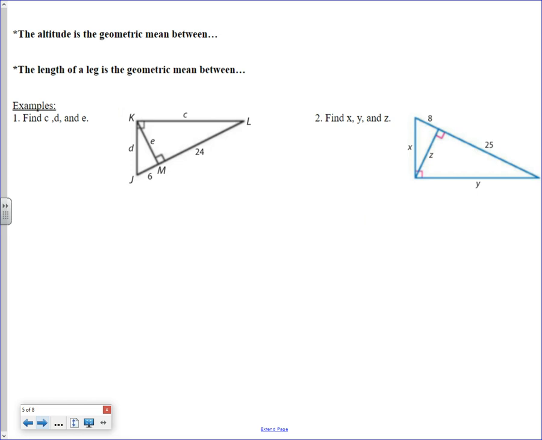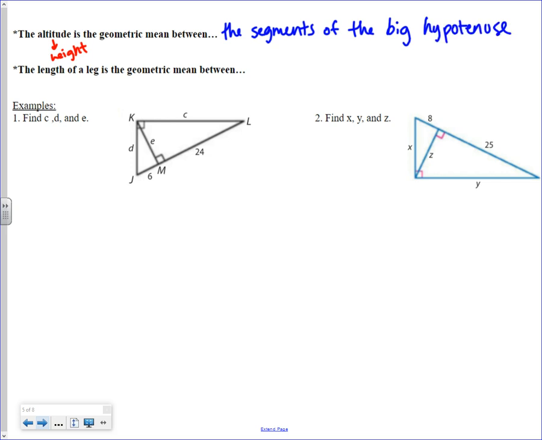The altitude. Guys, what is altitude a fancy name for? The height. Okay. So the height is the geometric mean between the segments of the big hypotenuse. The segments of the big hypotenuse.